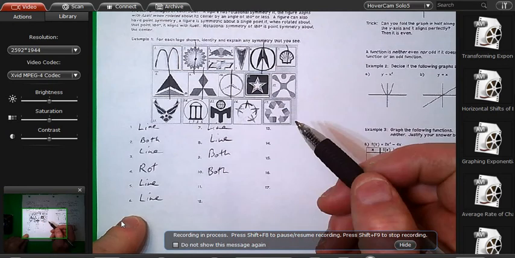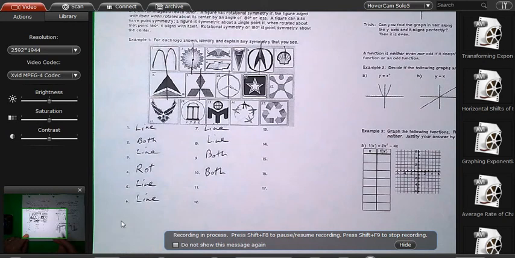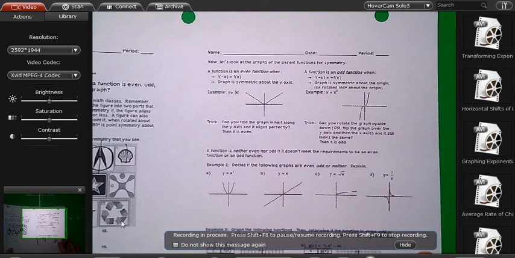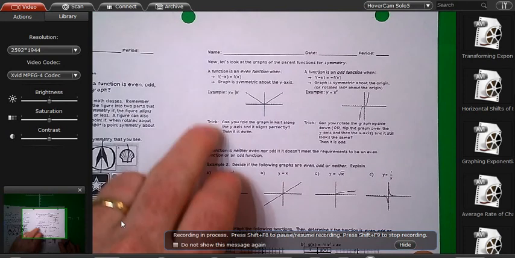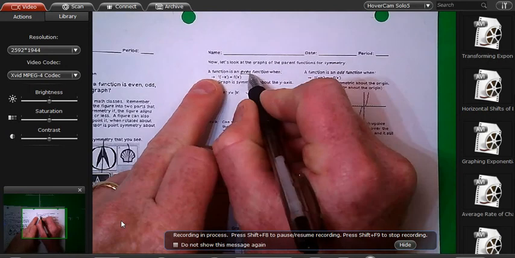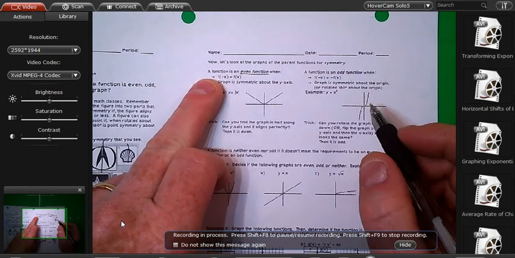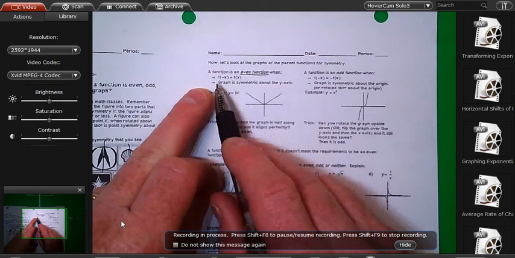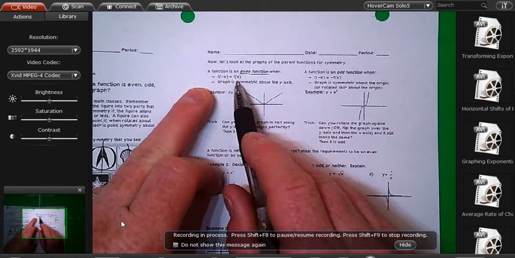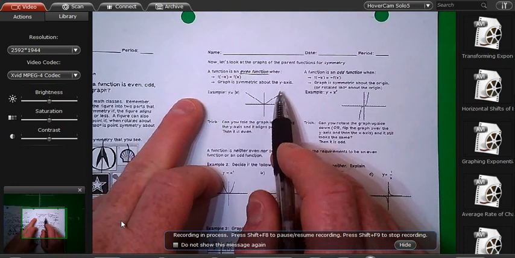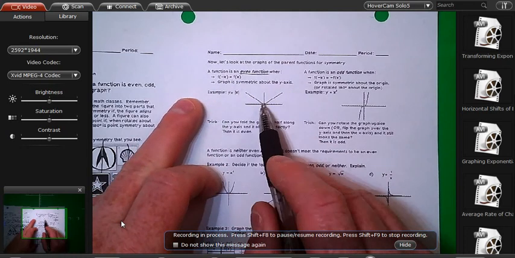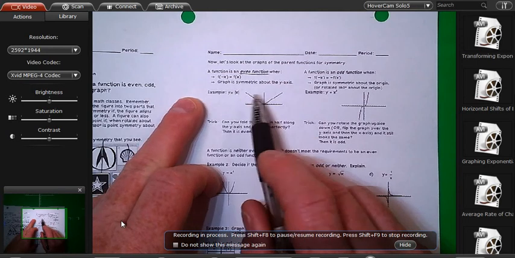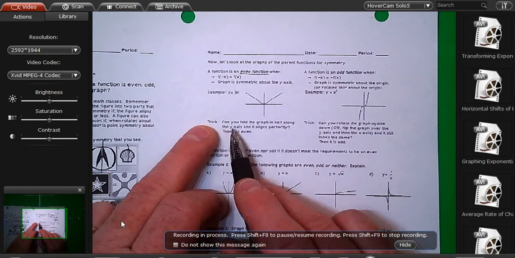Now, let me talk about this next part over here. It says, now let's look at the graphs of the parent functions for symmetry. Starting with an even function. We're just restating what we've already said. A function is an even function when f of negative x equals f of x. The graph is symmetric about the y-axis. For example, y equals absolute value of x. You can fold it along the y-axis onto itself. So the trick is, can you fold the graph in half along the y-axis and it aligns perfectly? Well, if it does, then it's even.